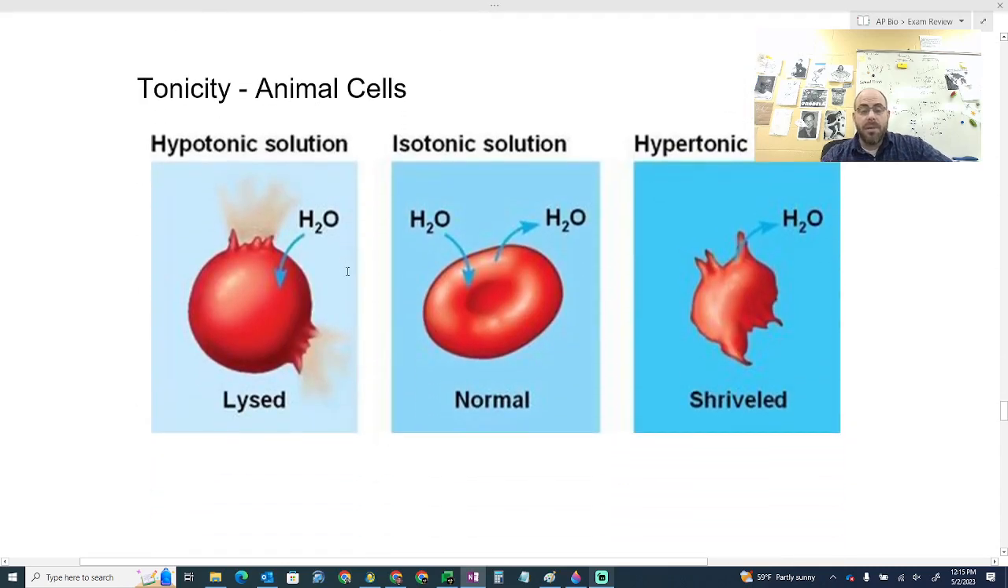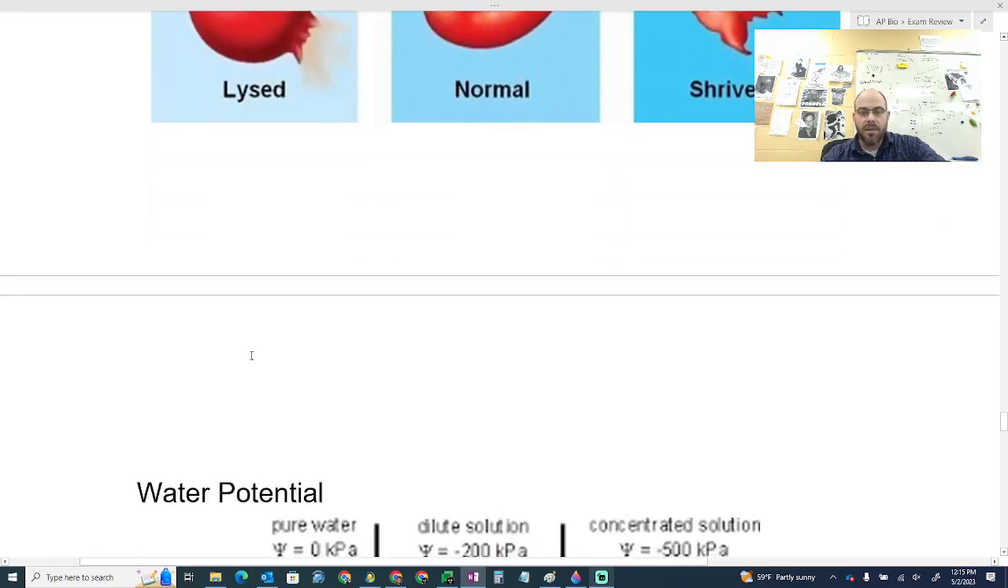In animal cells, since there's no cell wall, if you put an animal cell into a hypotonic solution, it will burst. All the water will go into the cell and cause the cell to burst. In an isotonic solution, there's no net movement of water. But if you put it in a hypertonic solution, that cell will shrivel. This is why Grandma said to put salt onto slugs, because all the water will come out of the slug and kill it. Don't do that to slugs.